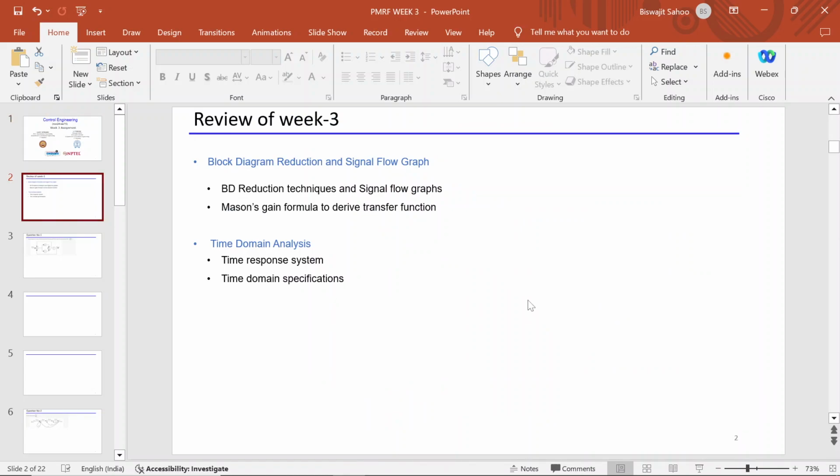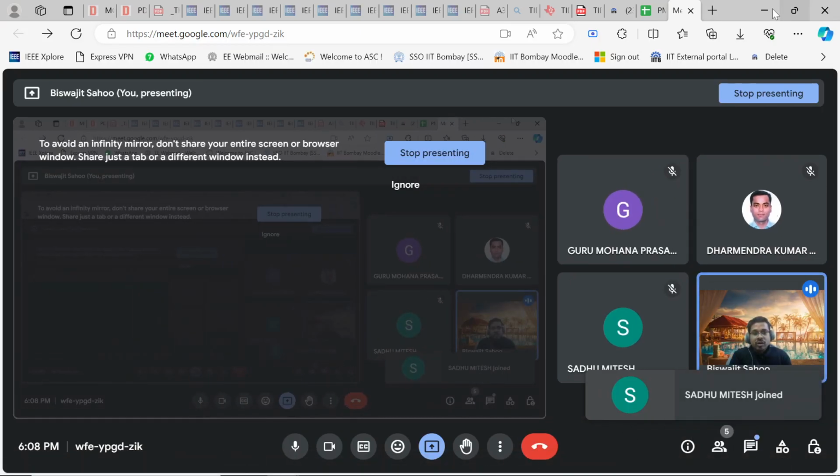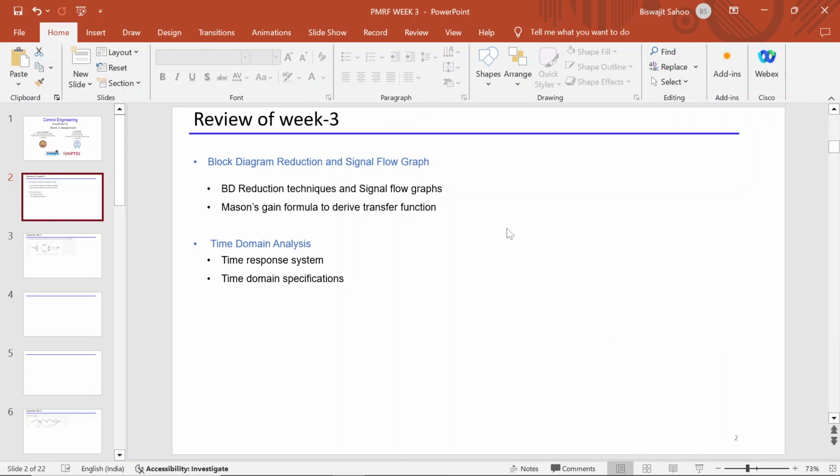Week three is all about basic block diagram reduction and signal flow graph. How we can solve the block diagram, how we convert the block diagram into a signal flow graph, and how you solve the signal flow graph by using Mason's gain formula and find out the transfer function. This first part is very important. Why? It will help you solve many questions in time domain analysis and frequency domain analysis, where you have to find out the transfer function.